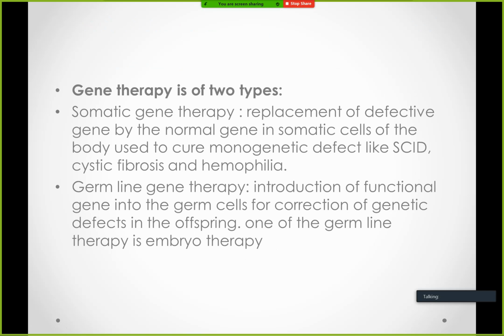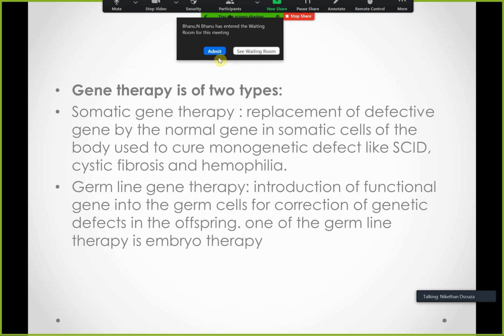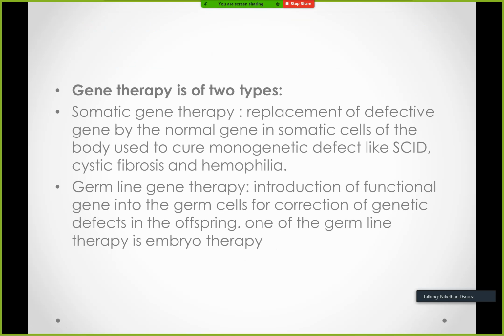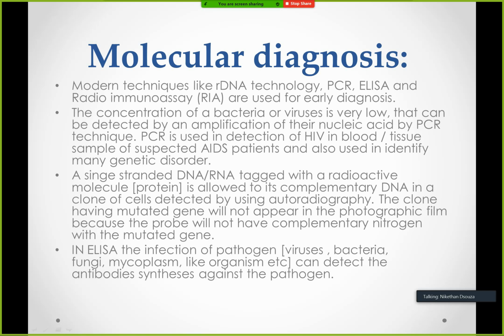As I told you, there are two types of gene therapy. Somatic gene therapy replaces the faulty gene with the normal gene in the somatic cells, that is, the cells which are not inherited, so it is applicable for the current generation only. If you want to replace the faulty gene and have it carried to the next generation, then we have to go for germline therapy, where a functional gene is introduced into a germ cell for correcting the genetic defects in the offspring.